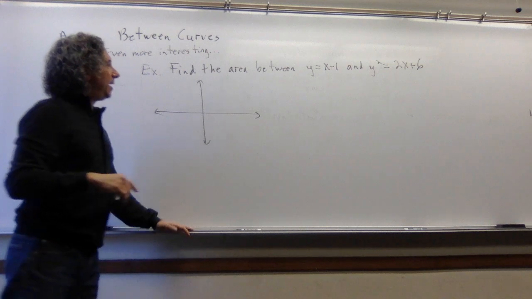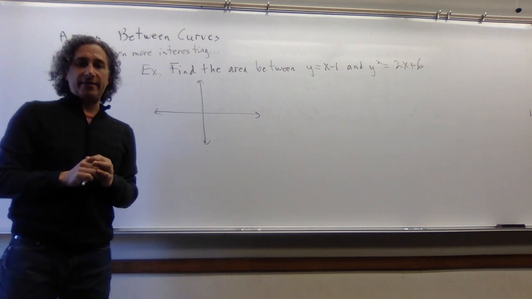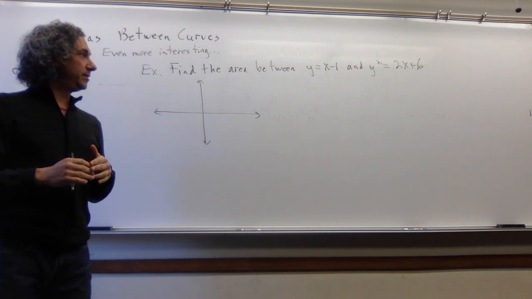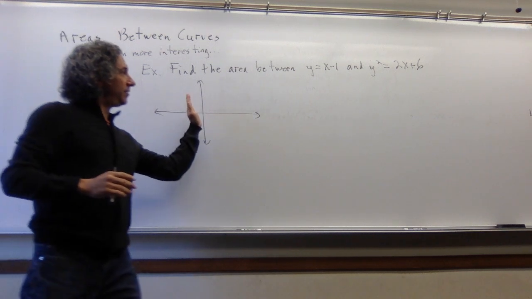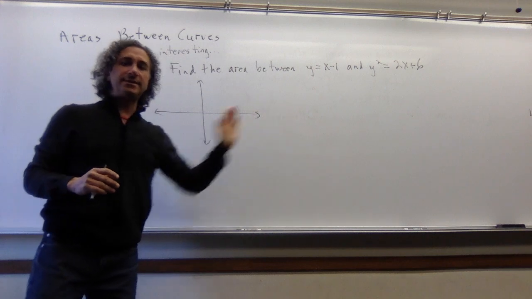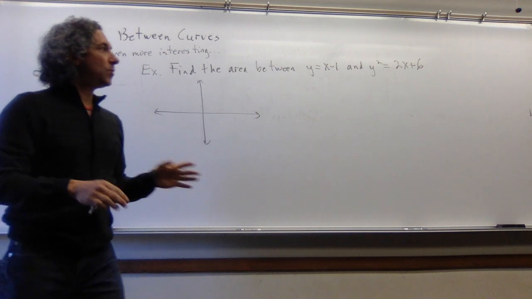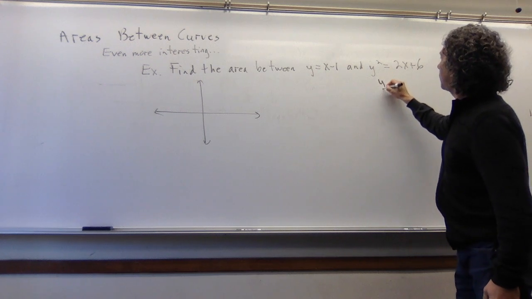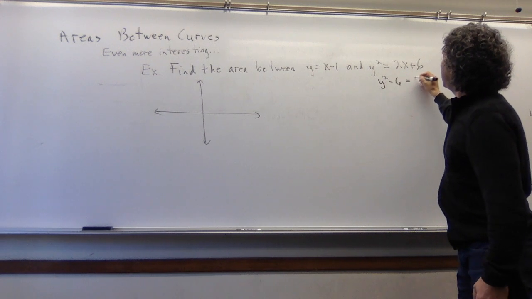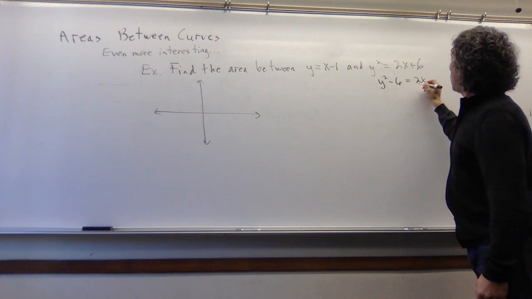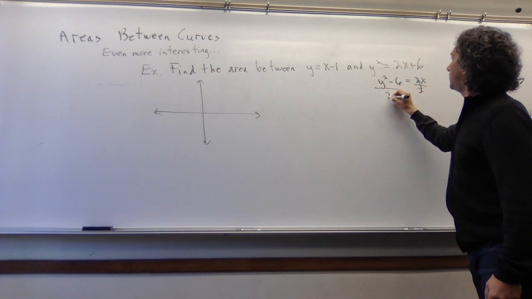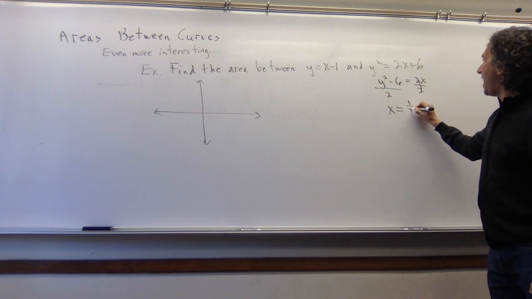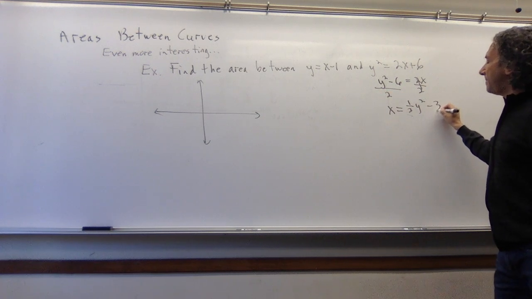In other words, all of the y values are going to be non-negative. If I just had x equals y squared, then analogously the x's are going to be positive. So one way that I can think about this is to solve for x. So in other words, y squared minus 6 equals 2x. Or dividing both sides by 2, we get that x equals 1/2 y squared minus 3.